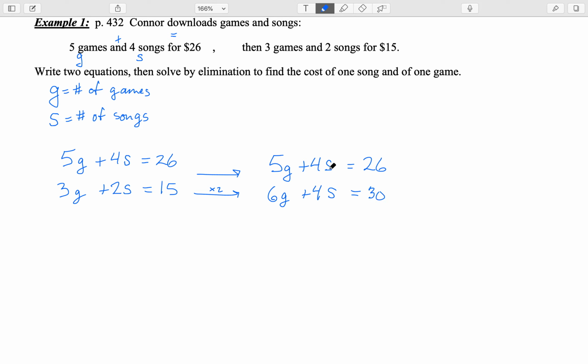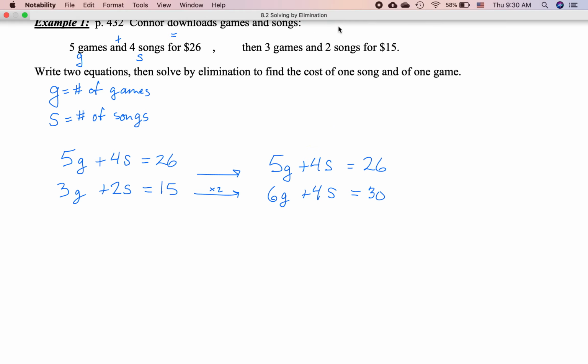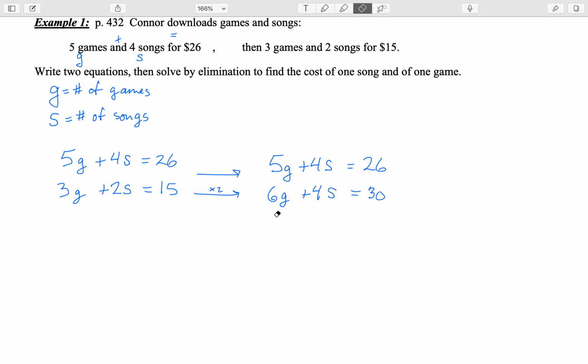Okay, so now that I've equated the S's, you can see these are equal. They're both 4S, right? Once I've got these equal, do I add them or subtract them? Well, if they're equal, you want to subtract. Sometimes you'll get them with like -4 and +4. In that case, you would add because it'd be easier.